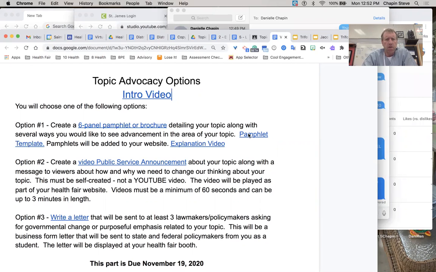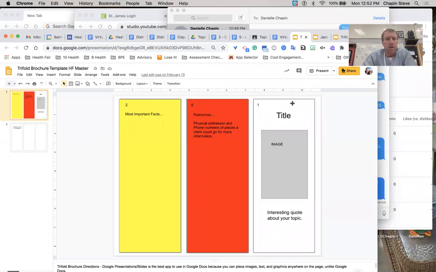If you want to click here on this template, you can. So the template looks like this. It's very simple. There's not much to it, but if I printed this and folded it, you would see how this would template out. The reason you do this is because you can fold it into a six-panel brochure. And it's really important you understand that the end product of this would be printed on paper.